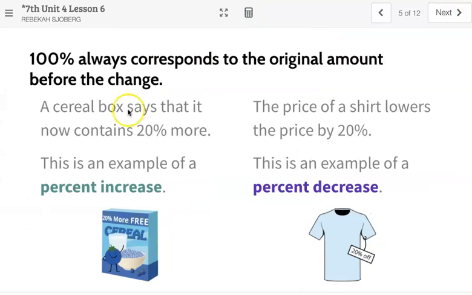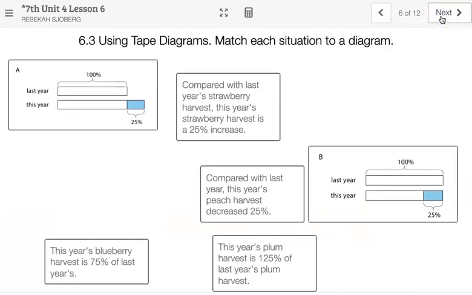All right, really important is 100% always corresponds to the original amount before the change. If a cereal box says that it now contains 20% more, we have an example of a percent increase. Here in this shirt problem, it was lowering by 20%. That's an example of a percent decrease. So we're going to look at these tape diagrams and just try to match each situation to the diagram.